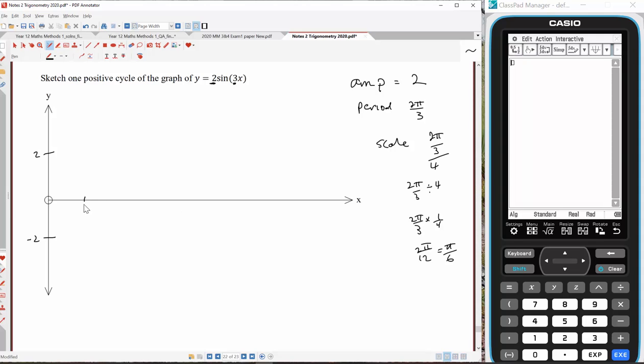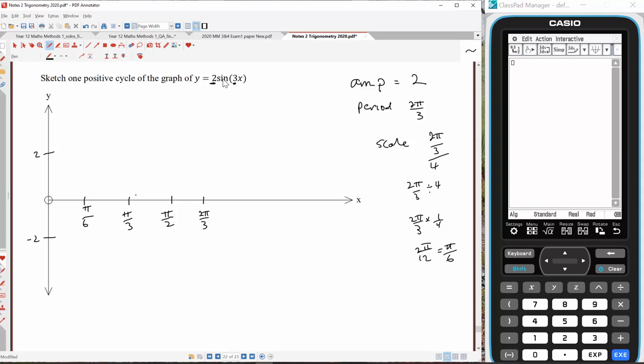So let's start marking. I've got pi on 6, 2 pi on 6, which is pi on 3, 3 pi on 6, which is pi on 2, and 4 pi on 6, which would go here, which is 2 pi on 3. Notice when I've made my 4 markings here, including the 5th for the starting point there, I've got to the end of the period. All right, so 4 markings should get me one full cycle.